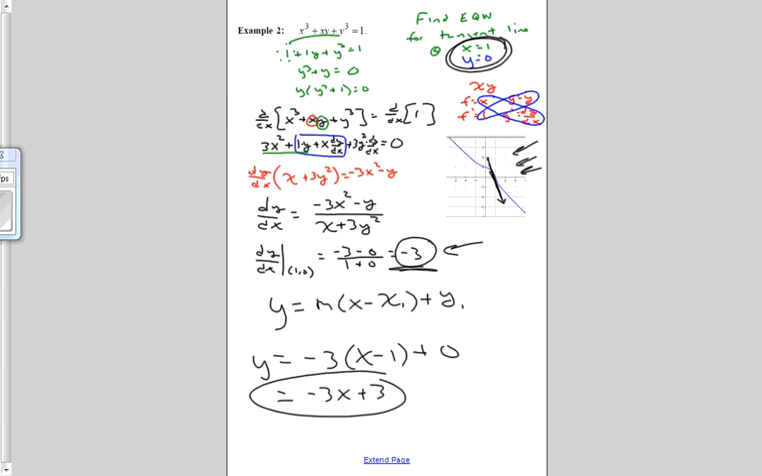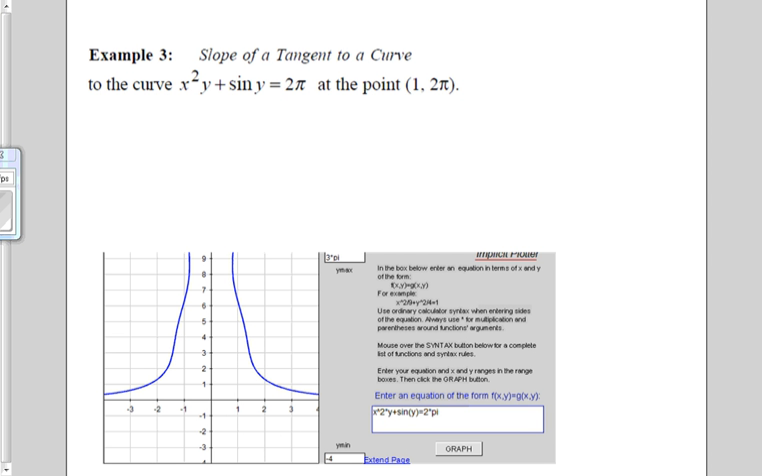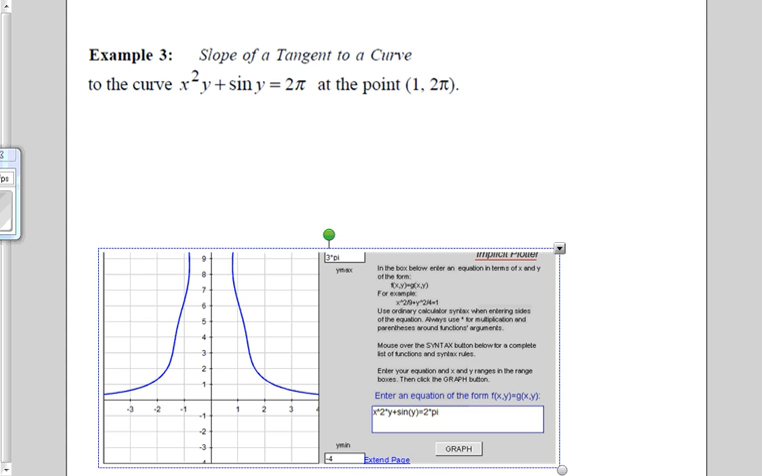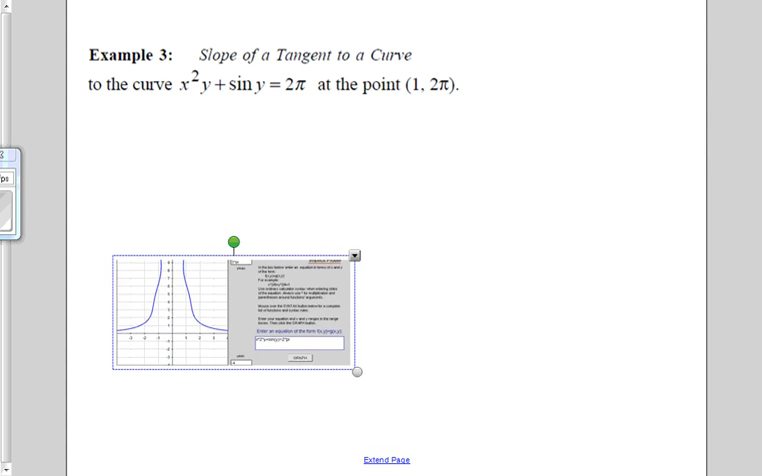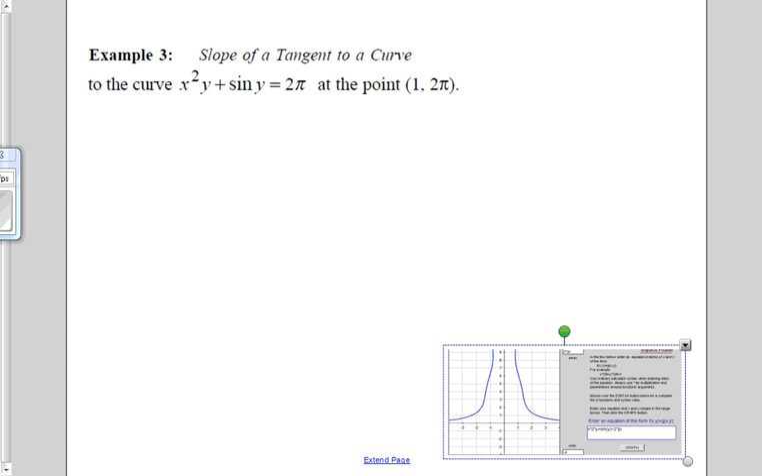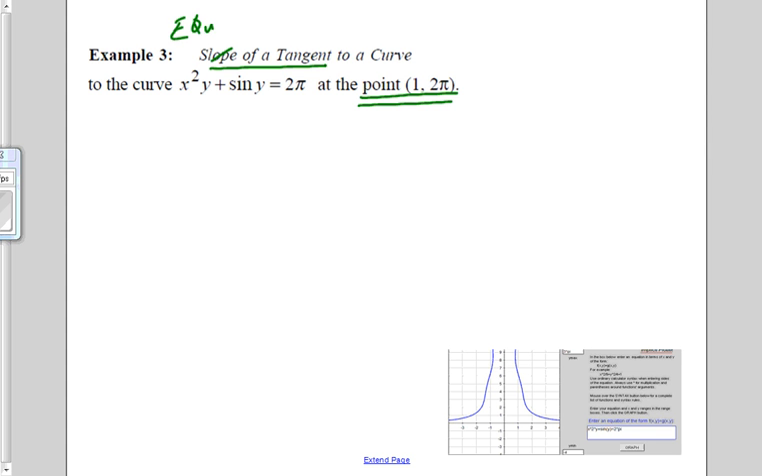Let's do another implicit differentiation problem. Here's the graph. I'm going to make it a little bit smaller so that I have room to do some work. And we want to find the slope of a tangent to a curve at the following point. And I think more than just find the slope of a tangent, let's find the equation, just to have more practice. Finding the equation of a tangent to the curve when x equals 1 and y equals 2 pi.